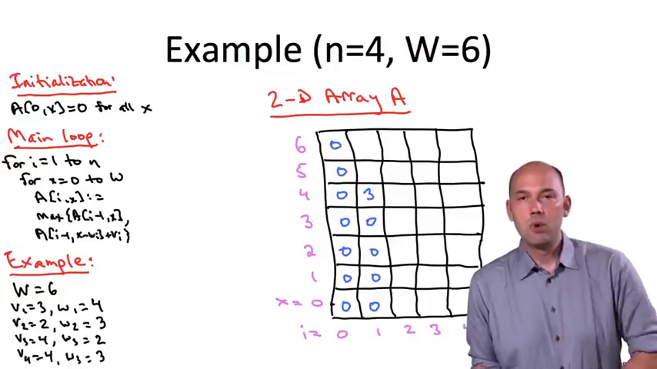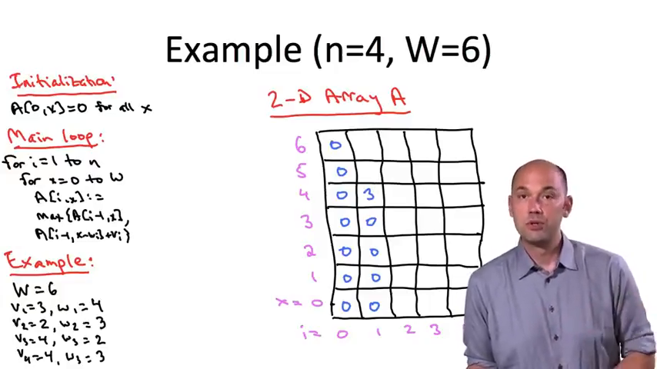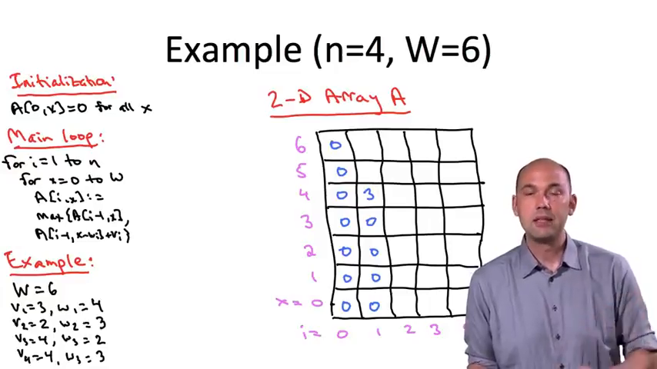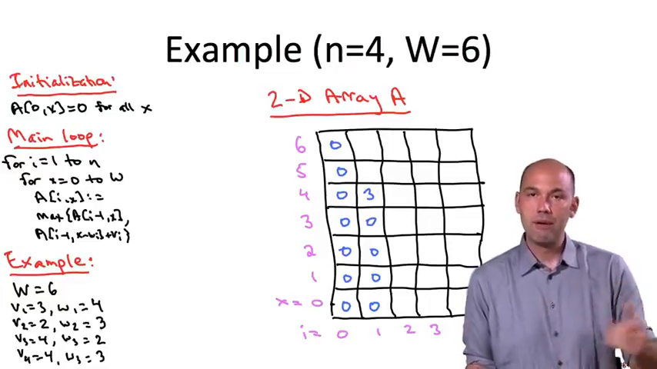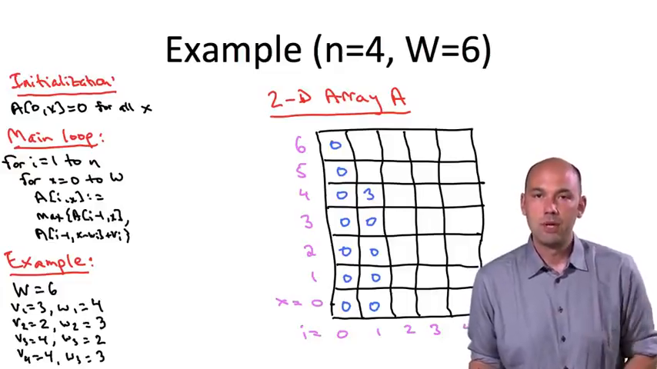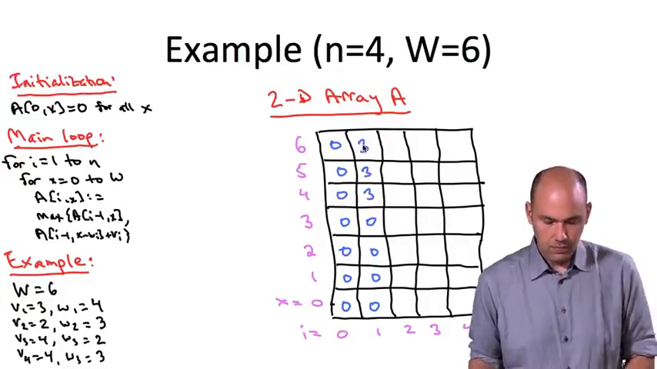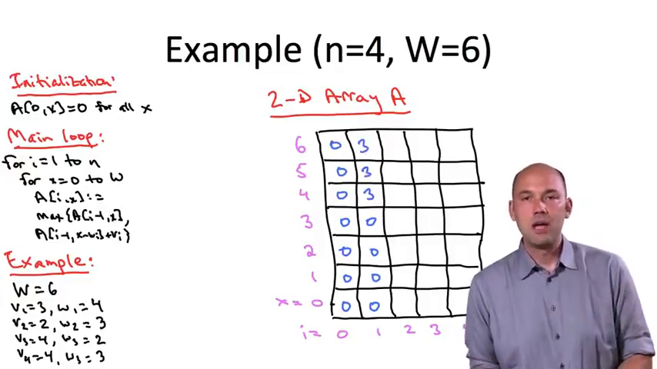By the same reasoning, we're going to fill in the uppermost rows of column 1 with these 3s. We certainly would prefer just taking the item 1, which we're now allowed to do. We have enough residual capacity, as opposed to just inheriting the 0 from the column 1 to the left. So that's how we fill in the column with I equal 1.